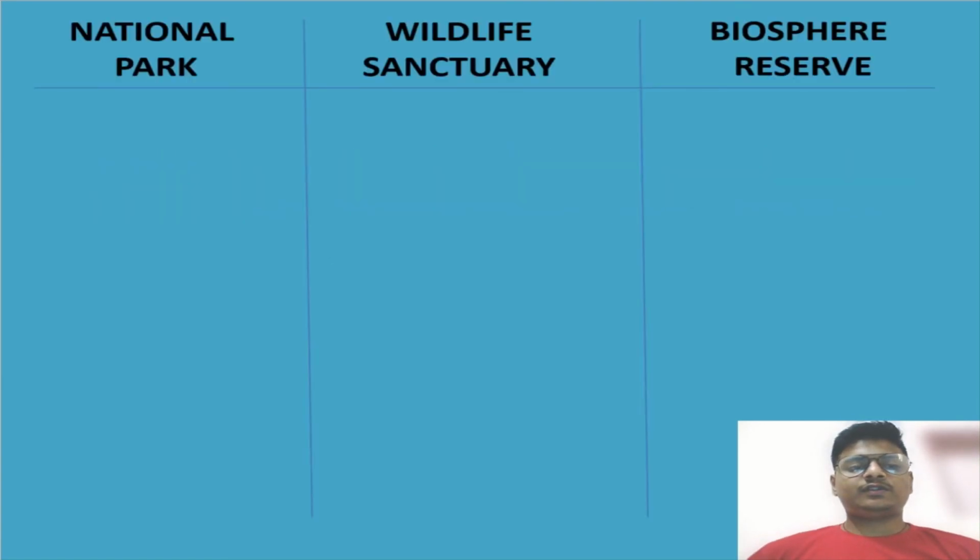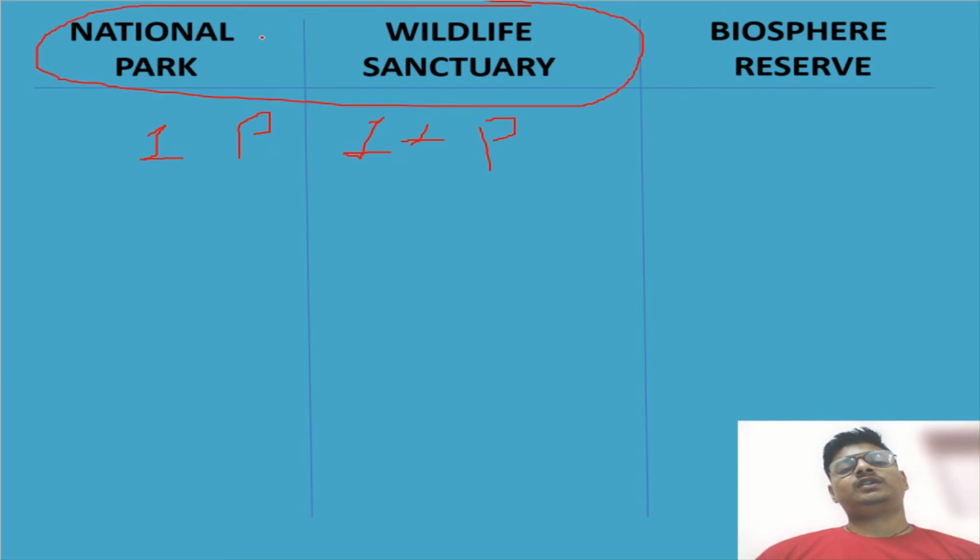So now I have a question for you. You have to differentiate between national park, wildlife sanctuary and biosphere reserve. A national park is for only one type of animal. A wildlife sanctuary includes more than one animal. And in a biosphere reserve, flora and fauna, plants are also there. Here only one animal is there, here more than one animal is there. And if we combine a national park and a wildlife sanctuary, it will be said to be a biosphere reserve, students.